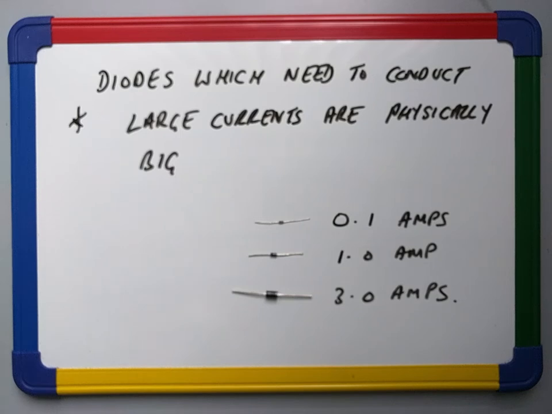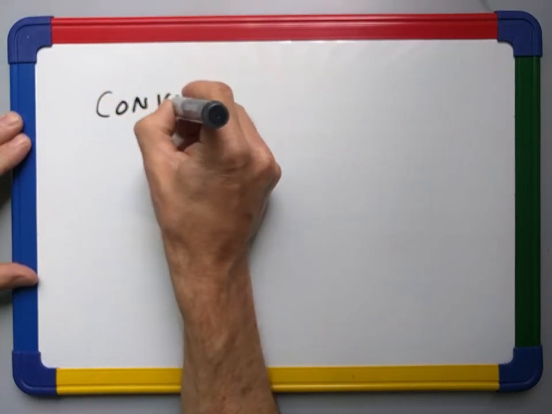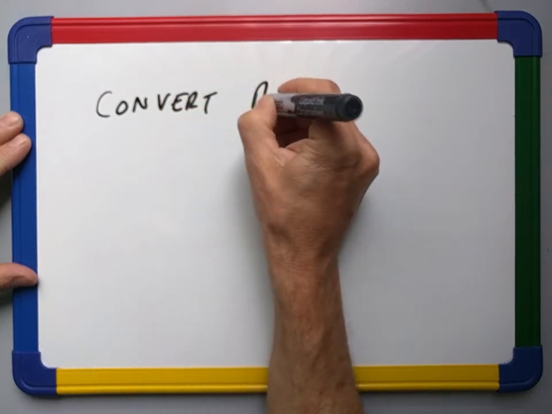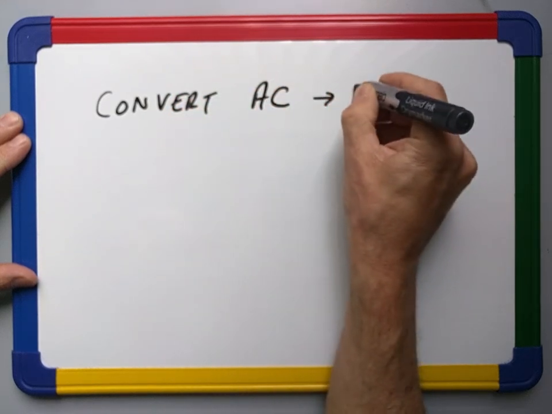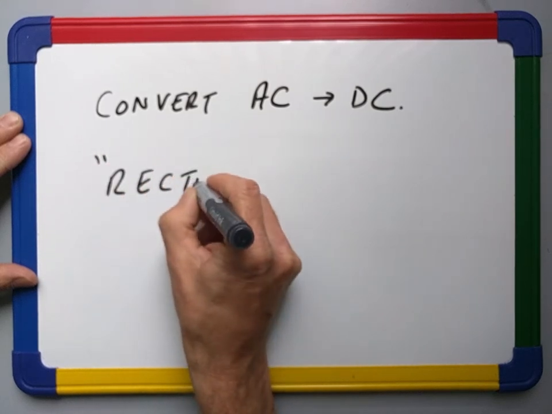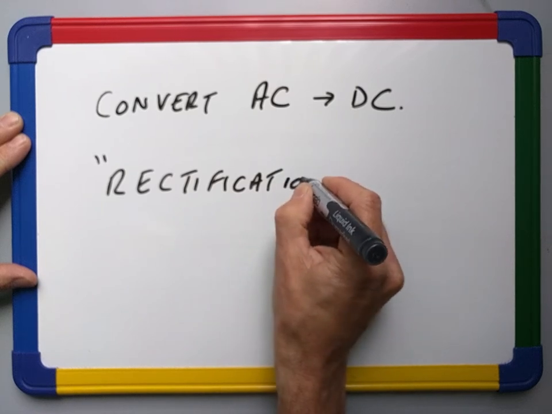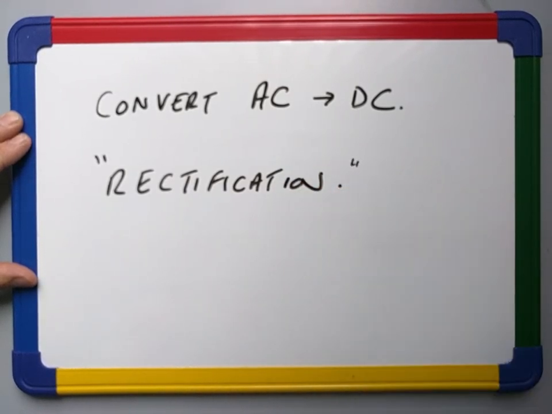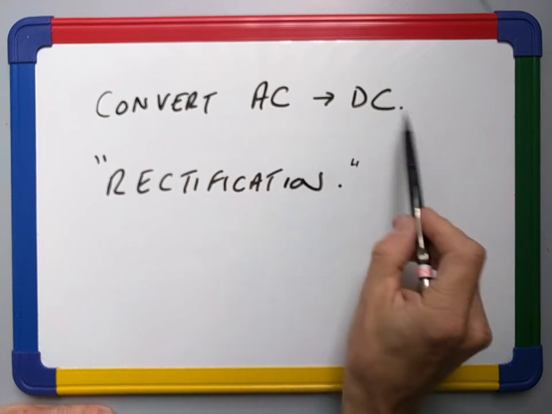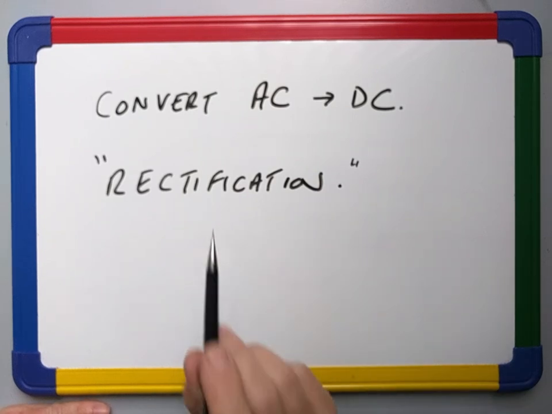Finally, one of the main applications of diodes is to convert AC electricity to DC, and this process is known as rectification. If you're not sure of the difference between AC and DC, there's a separate video on that you can check out, and we've got another video coming up about rectification itself.